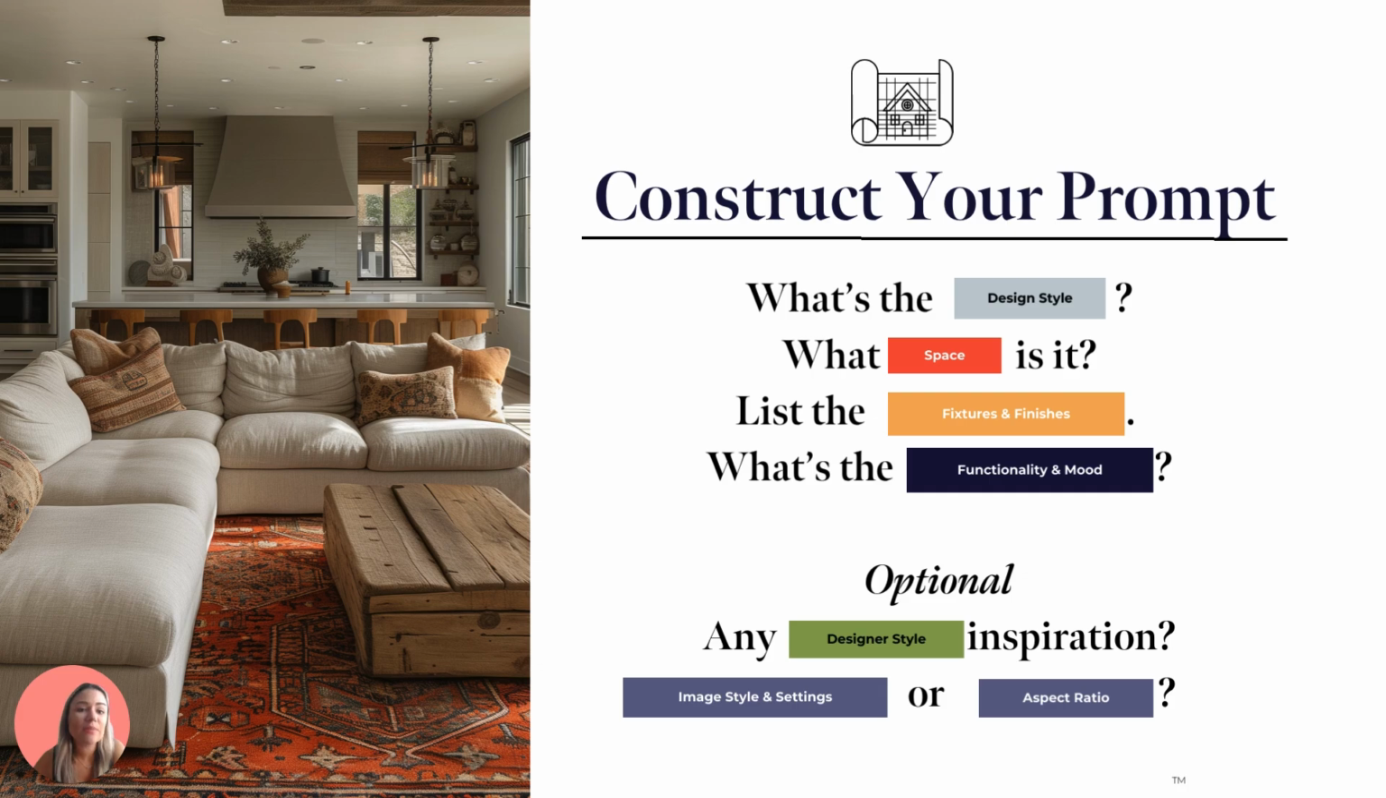And it's fairly simple. The things that you need to put inside, you need to say what the design style is, what the space is, fixtures and finishes that you might be including, and then functionality and mood. You have the option to also say in the design style of, and then list your favorite designer. You can change your aspect ratios. You can put in a certain camera or a time of day that you want to see your photography when you're doing these prompts in Midjourney.